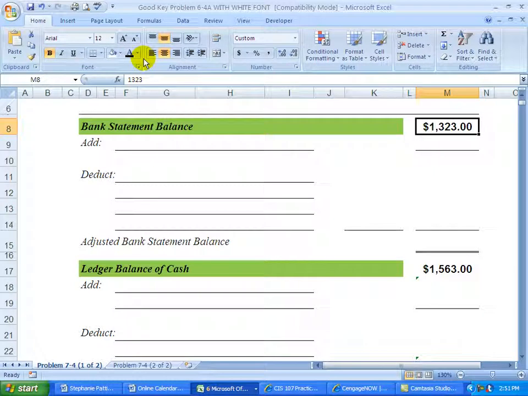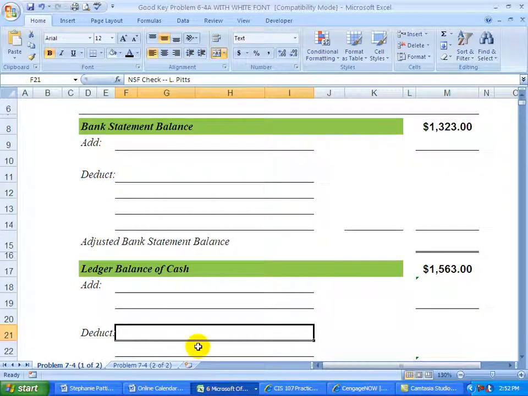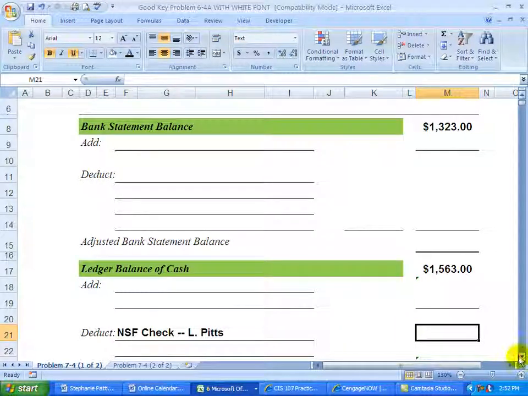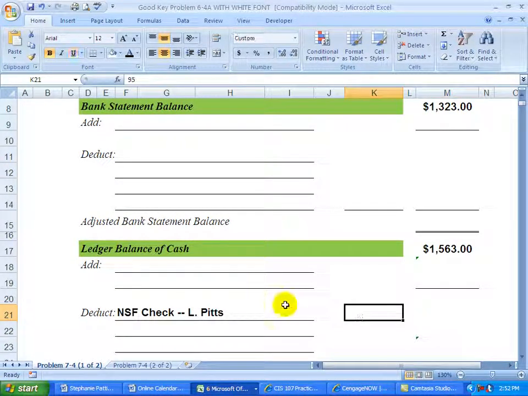Okay, so continuing on. It says there was a debit memo for $95. So we actually put $95 in our cash account, and now we're finding out that the check that was given to us was not good. So we need to subtract that NSF check, and the value of it is $95. So it's going to make our cash account and our checkbook balance smaller.